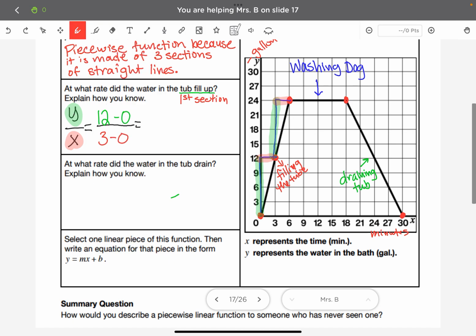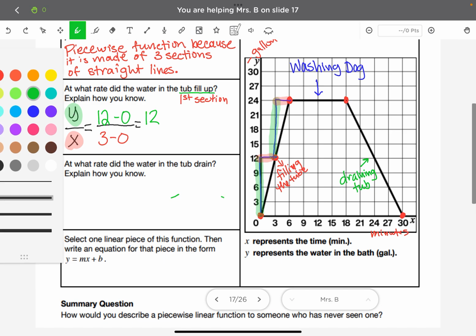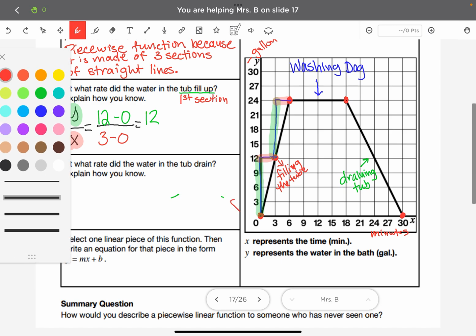Now, when I do my subtraction, 12 minus 0 is 12. 3 minus 0 is 3. And then I want to simplify my fraction. So in this case, I can divide top by bottom, and I can do 12 divided by 3, which equals 4. So my answer here is 4.